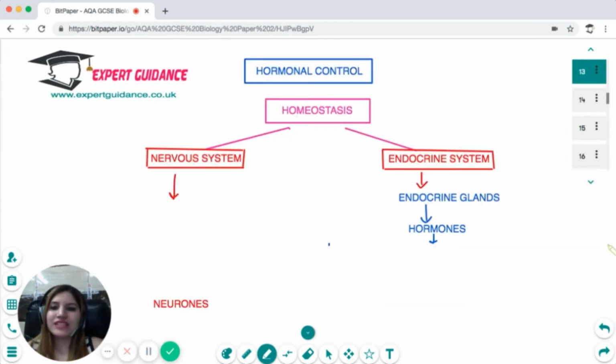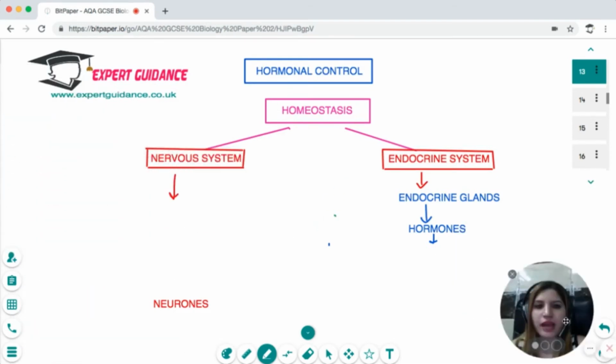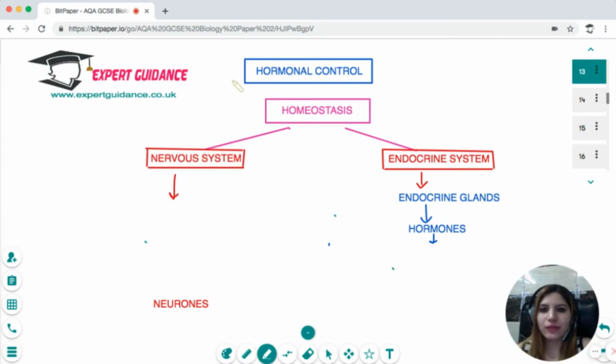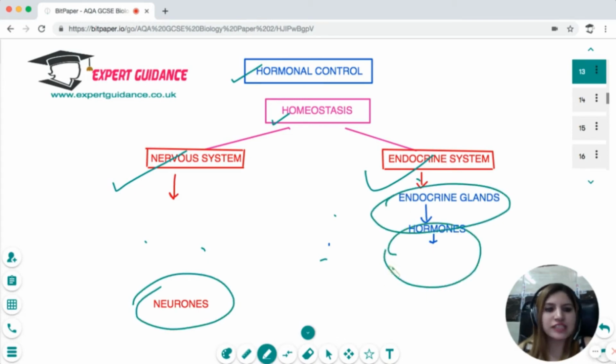Now we have seen the hormonal control. Now let us see the nervous control. To remind you, we started with this concept of homeostasis, and we saw that homeostasis involves the nervous system and the endocrine system. The nervous system uses the system of neurons, and the endocrine system involves the endocrine glands, which release the hormones to bring the body back into its normal levels.